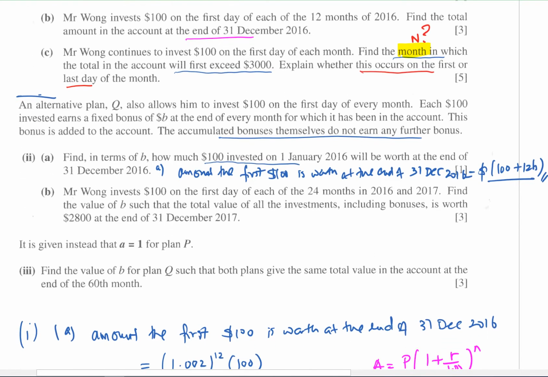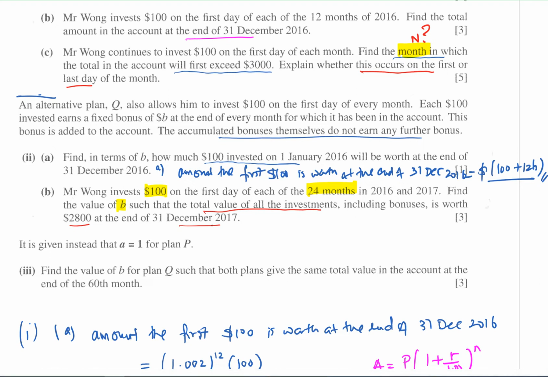Now part B. Mr. Wong invests $100 on the first day of each of the 24 months. So he puts $100 on the first day and he does it 24 times, on the first of each month. Find the value of B such that the total value, so the total amount including the bonuses, is worth 2,800 at the end of 31st December 2017, which is after these 24 months.